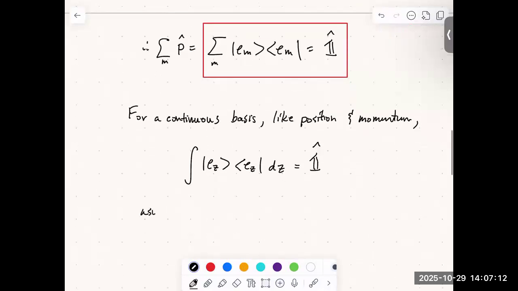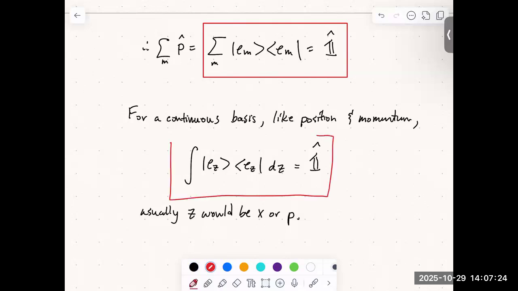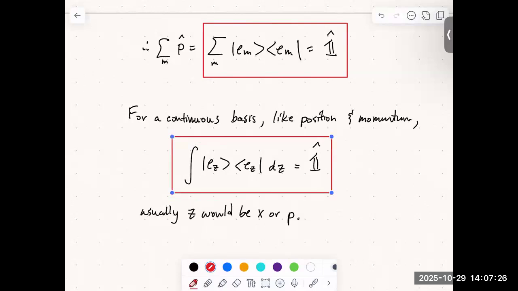So usually z would be x or p. And so essentially what I want to do for part of our remaining time is just to see how we can use this identity operator. What's it good for?